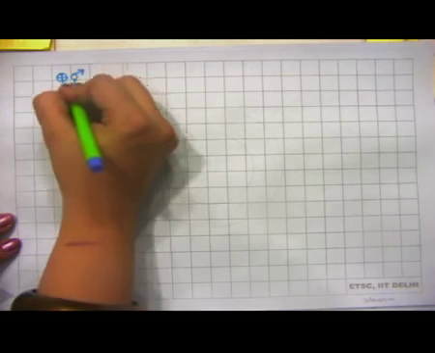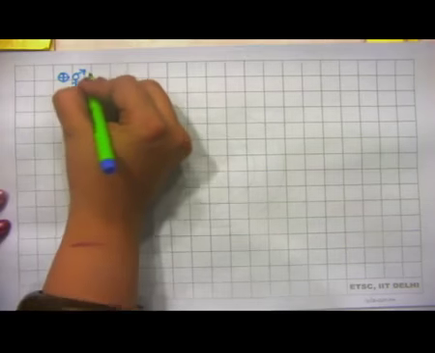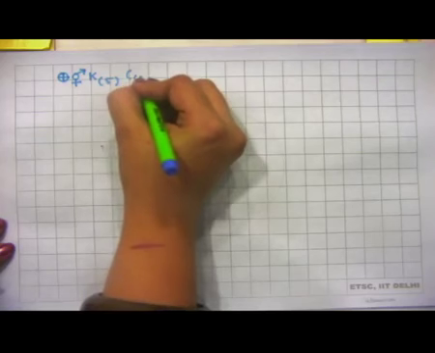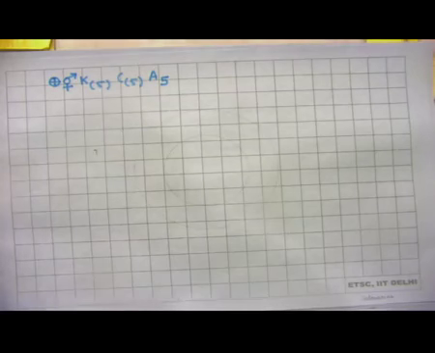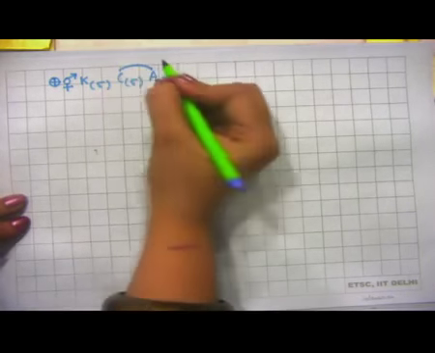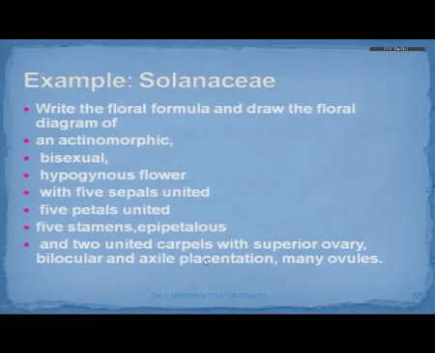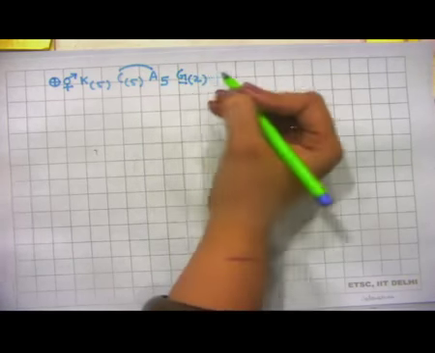Then it is bisexual. So, bisexual flowers are depicted by this symbol. The flower is hypogynous, ovary superior. 5 sepals are there. So, I will write K5 enclosed in a bracket, followed by 5 sepals. These are also united. 5 stamens are there, and now it says that this condition is epipetalous. So, I will show the epipetalous condition by this junction. Lastly, it says that there are 2 united carpels. So, and ovary is superior.